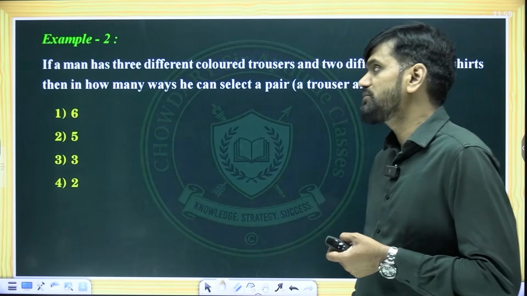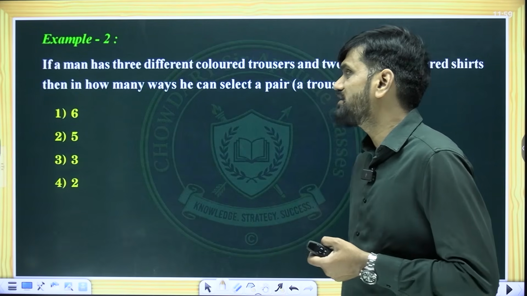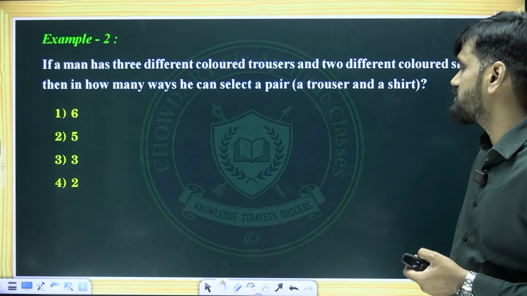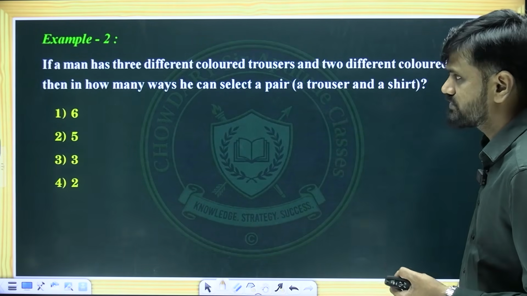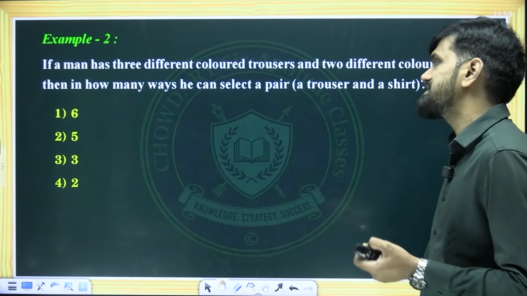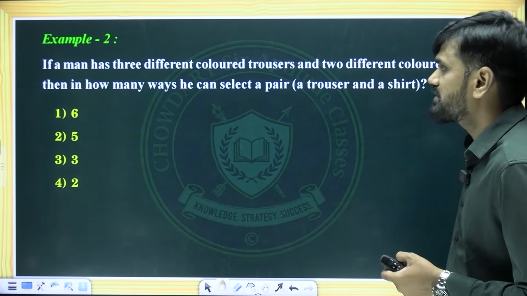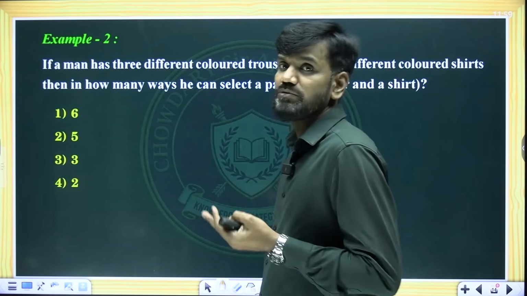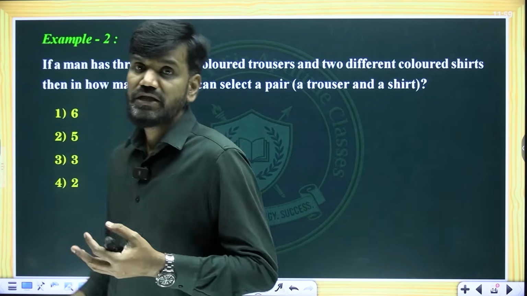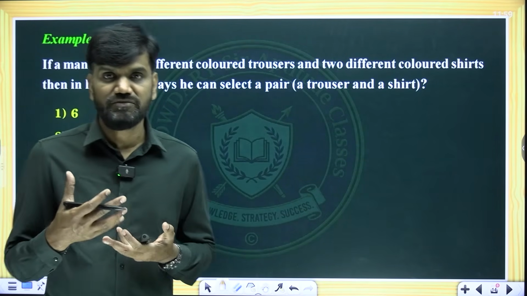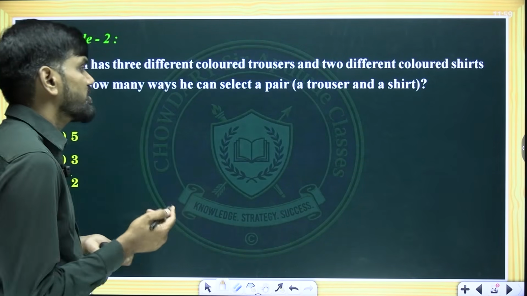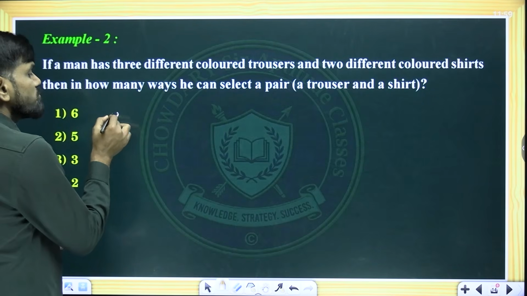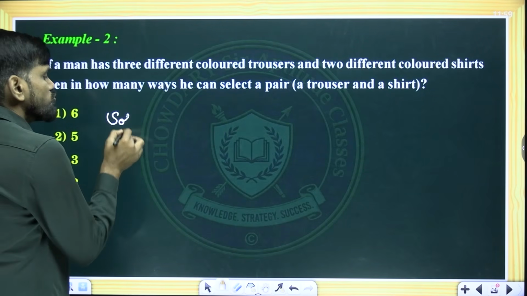Next, example 2. A man has 3 different colored trousers and 2 different colored shirts. Then in how many ways can he select a pair, a trouser and a shirt? So a person is having 3 different colored trousers with him, 2 different colored shirts with him. In how many different ways can he choose a pair of dress? So dress is nothing but a trouser and a shirt over here. So in total, in how many ways can he choose?